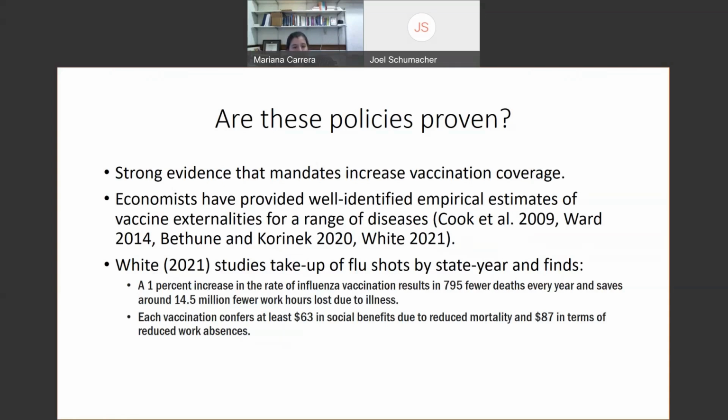What he finds is that a 1% increase in the rate of flu shot take-up is related to almost 800 fewer deaths, and it saves 14.5 million work hours lost due to illness. So he takes these numbers, does some back of the envelope calculations to get the number of $63 for the social benefits of each individual influenza vaccination, $63 in social benefits just due to reduced mortality, and $87 in terms of reduced work absences. So what this suggests is, the sum of these, about $150 is the benefit of each vaccination outside of the benefit to that own individual.